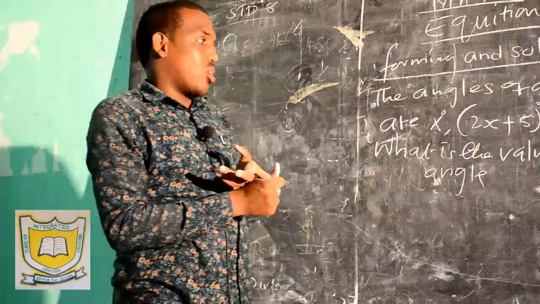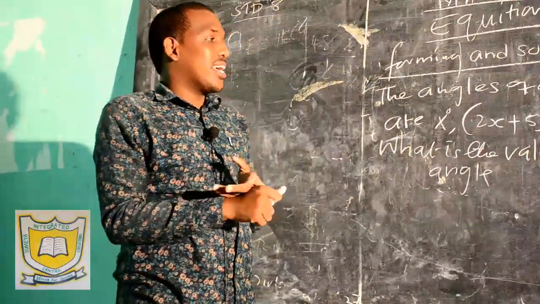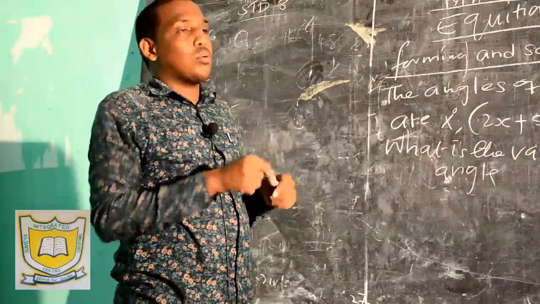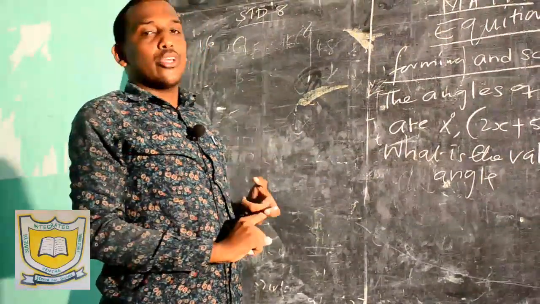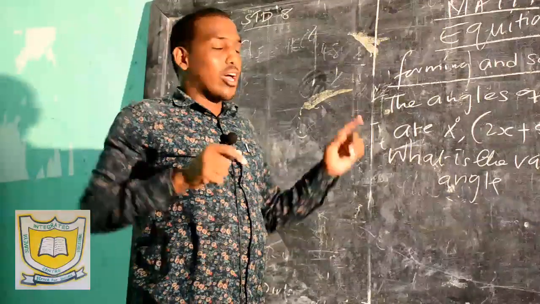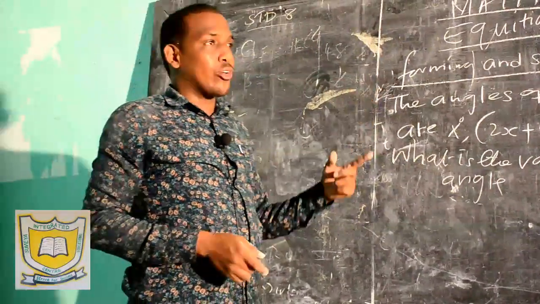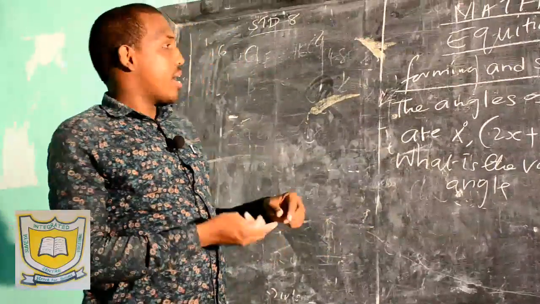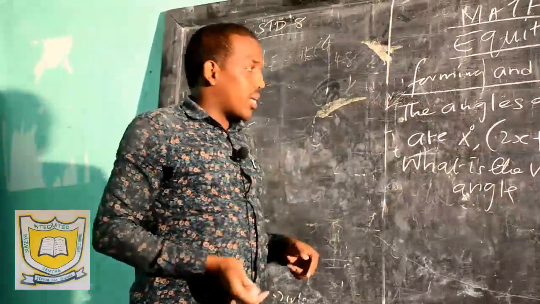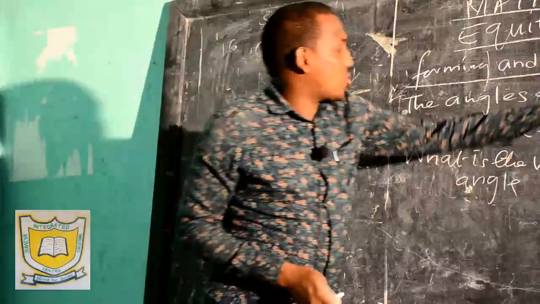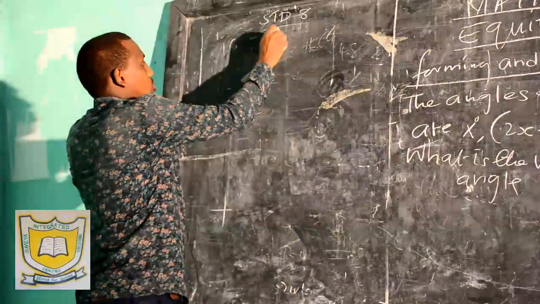Right angle triangle has 90 degrees. Isosceles triangle, base angles are equal. Equilateral triangle, all angles and sides are equal, and we have another one called scalene triangle. No angle is congruent to another angle, or no side is equal to another side. So now they say the angles of a triangle, let us assume the triangle is this way.